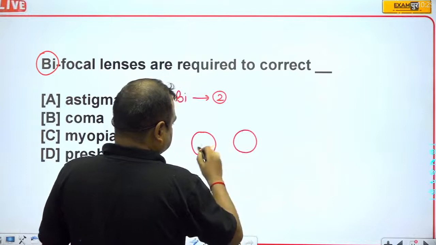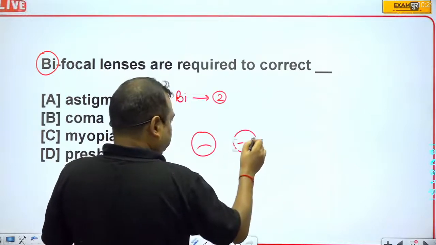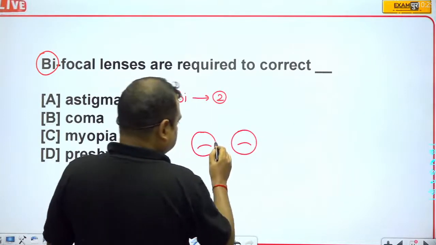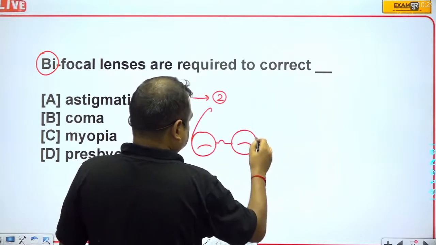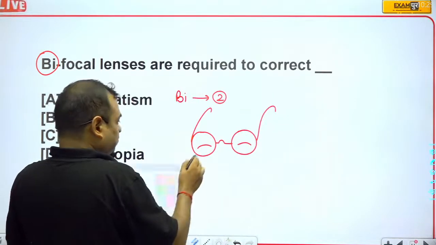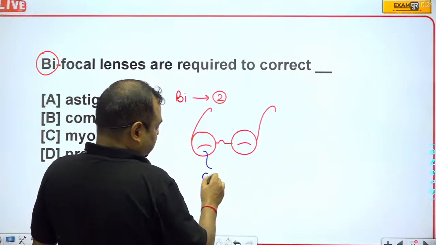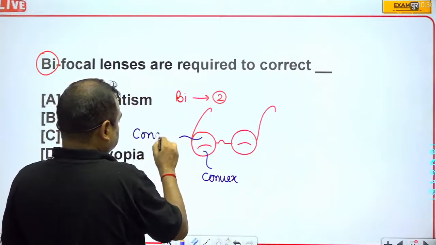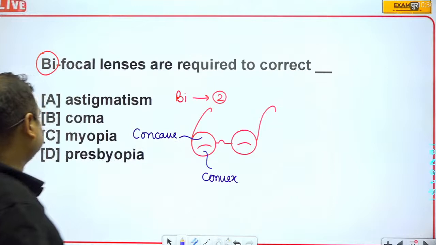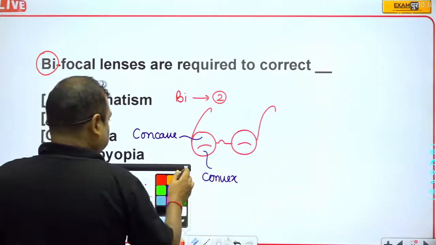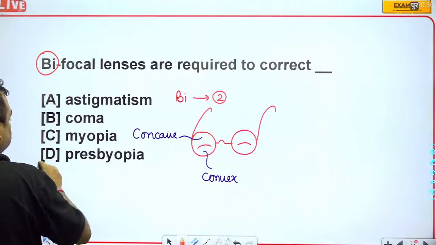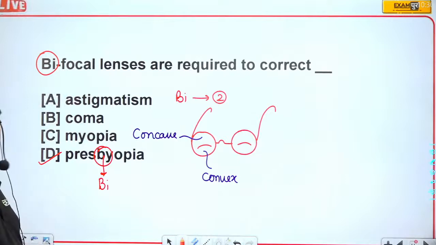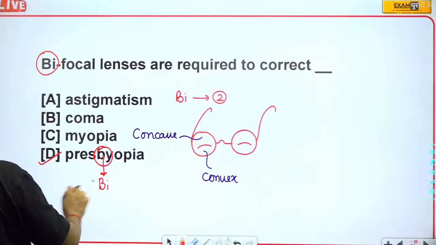Such kind of lenses are used by old people. I have seen my grandparents wear such kind of glasses, actually. The lower portion of the lens was a convex lens, and the upper portion was a concave lens. This is just because of presbyopia.